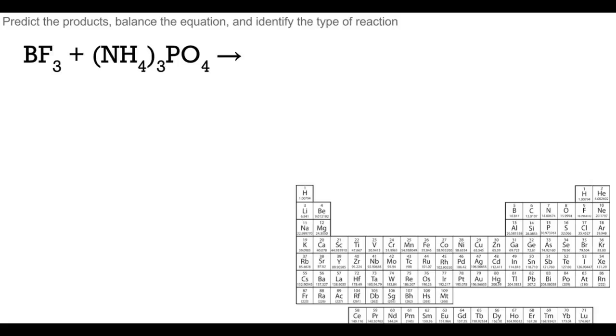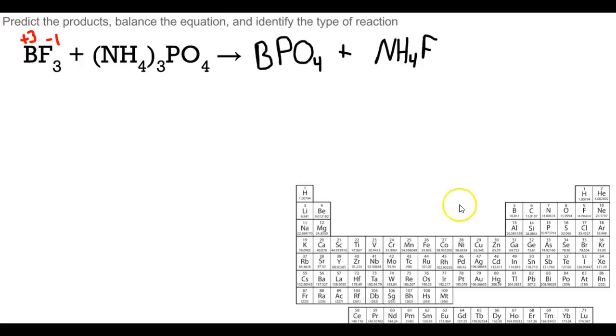Boron trifluoride plus ammonium phosphate. Well, I'm going to switch those around, so I know boron's going to join with the phosphate, and ammonium is going to join with the fluorine. So let's look at my charges on that. Fluorine has a charge of -1, which means boron has to be a charge of +3. If you look at it on the periodic table, there it is right there in the +3 column. Ammonium has a charge of +1, phosphate has a charge of -3.